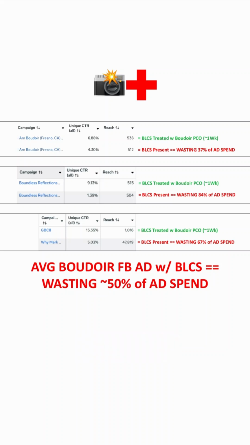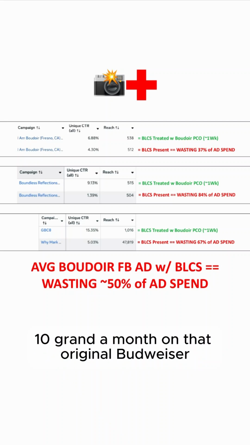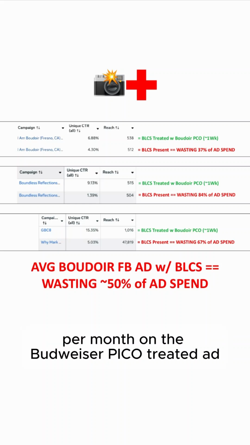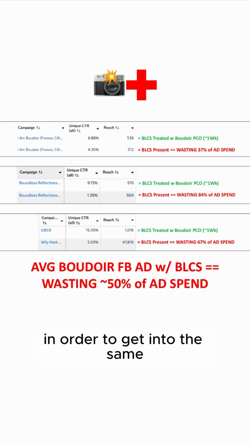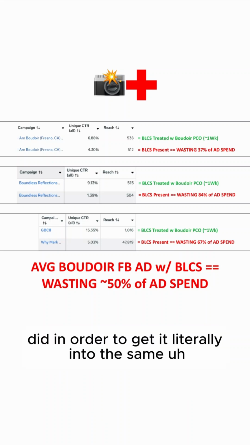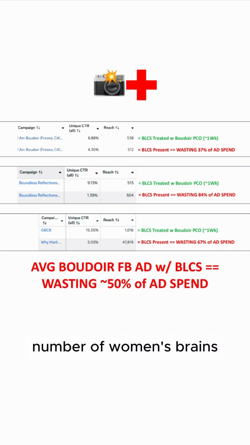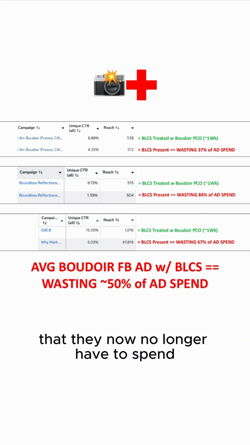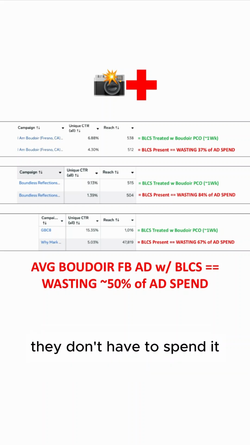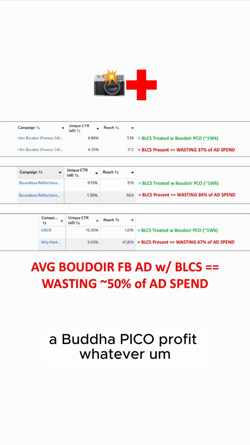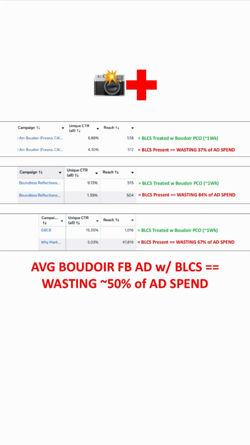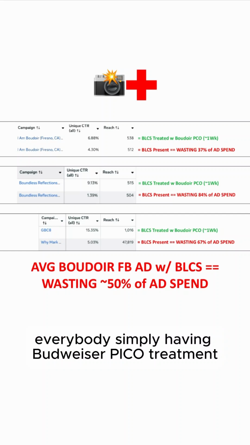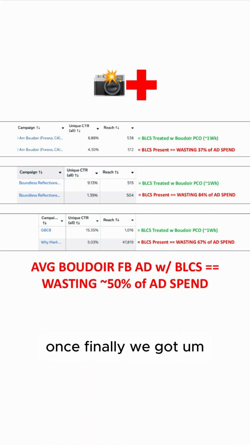As a result, if they were spending 10 grand a month on that original Boudoir Facebook ad, we now only need to spend 1.6 grand per month on the Boudoir Pico treated ad in order to get it into literally the same number of women's brains. And that difference, that $8,400 a month that they no longer have to spend, they pocket every single month. It stays as a phantom profit, a Boudoir Pico profit, whatever. And after 12 months, it's like 100K Boudoir Pico profit, literally by simply having Boudoir Pico treatment once.